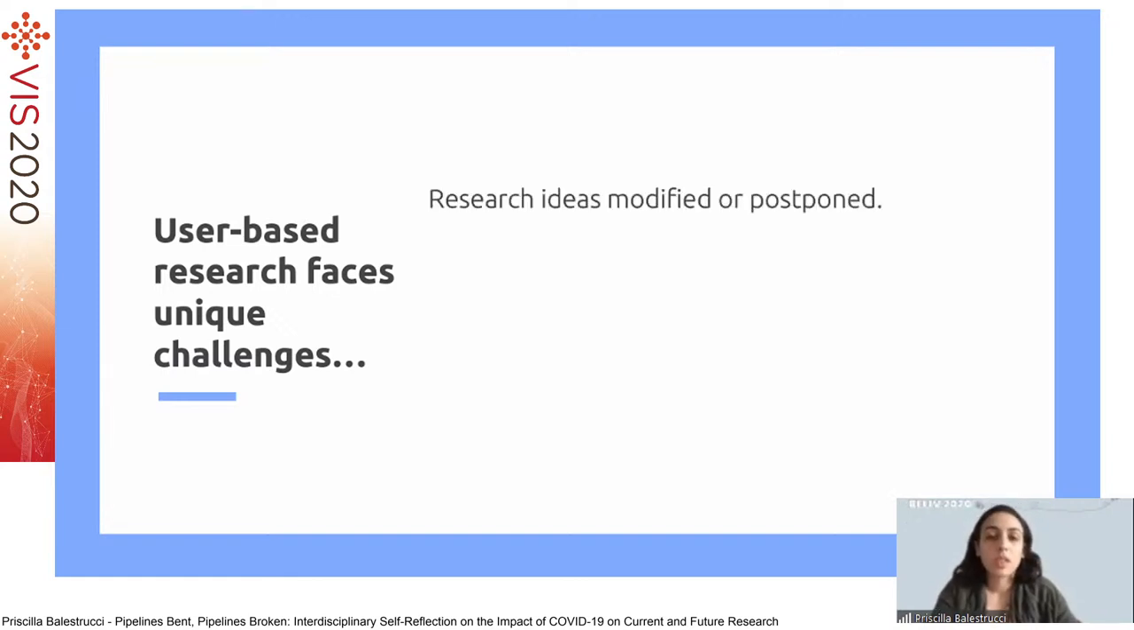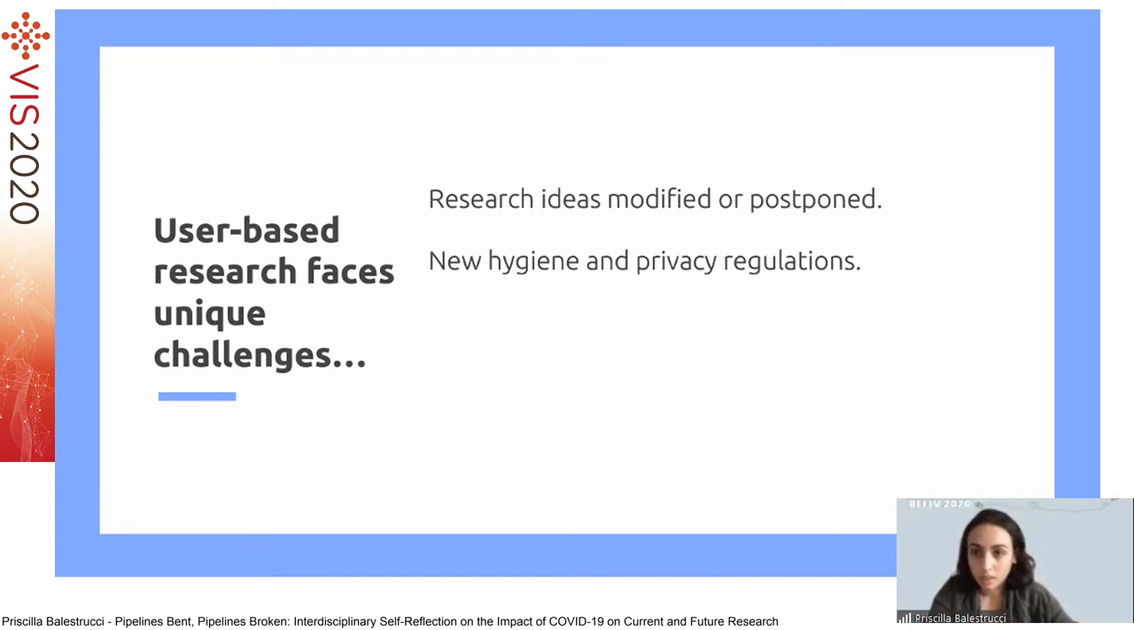First of all, some research ideas have to be modified or postponed because they are not feasible right now due to the current situation and the current regulation that we might take into account. So some of them, I just have to wait. Another point is that, when we do plan a study, we have to take into account new regulations that have come into place, both in the hygiene setting and also in the privacy regulation. I'm thinking mostly about those researchers that are approaching online studies for the first time.